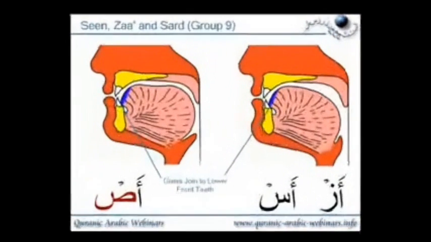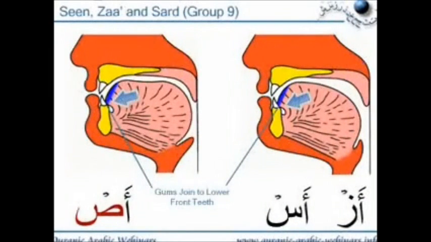The next group, group 9, is where the tip of the tongue is touching your bottom gums where they meet the bottom inside teeth. And we have the letters za, sin, and sad. Again, sad is one of the tafkhim letters. So the pronunciation is as, because it's za, so it becomes as. The sin is effectively the English s, so it becomes as. And then we have the thick version of that, which is sad, so it becomes os. So we have as, os.